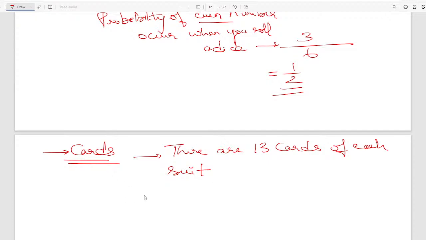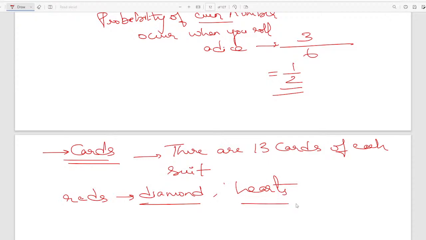So in one suit, there are two reds: diamond and hearts. These two are red. Diamond and heart are red.